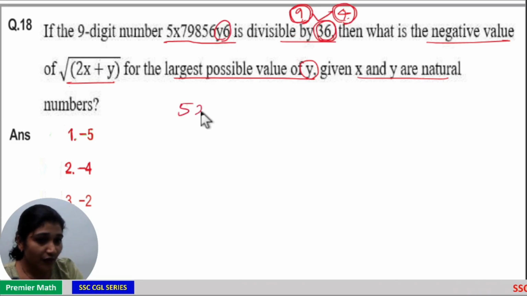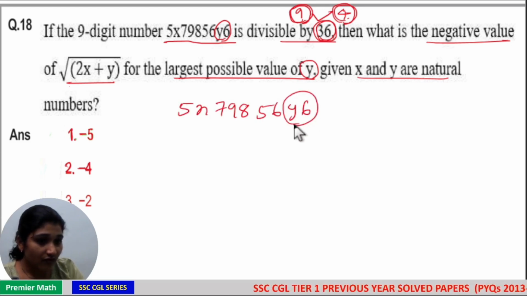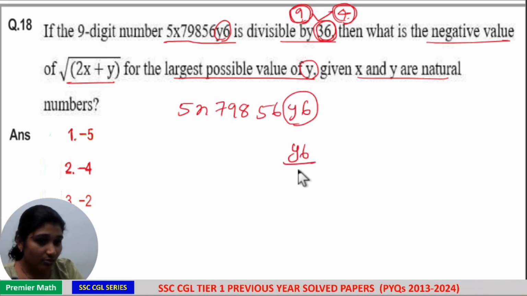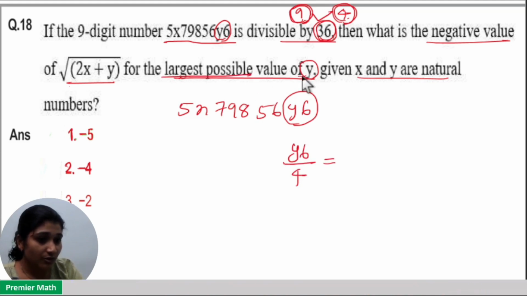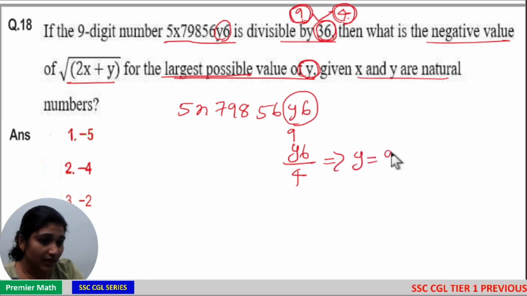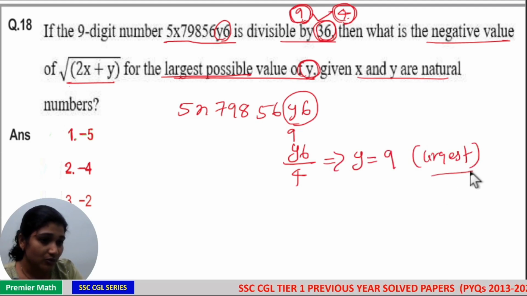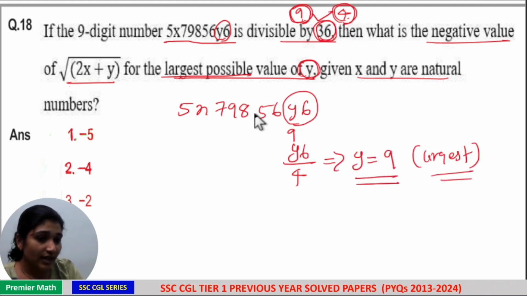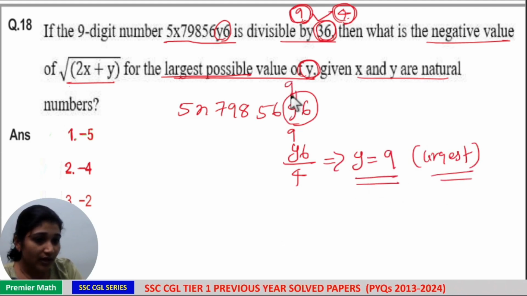That is, in 5x798 56y6, last two digits are y6. Then y6 should be divisible by 4. Now we have to give largest possible value for y, which is equal to 9. 96 is divisible by 4, which means here y is definitely 9, because we have to give largest possible value. So y is 9 from this. So put the value of y as 9 here.